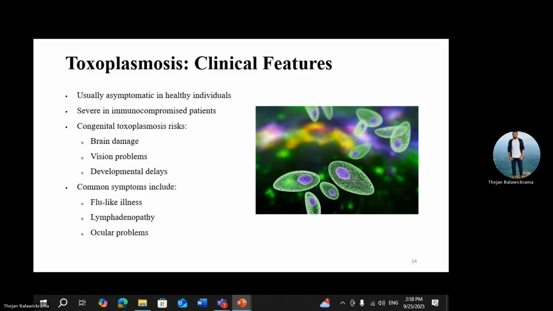Toxoplasmosis is another situation. Normally, if we can see the symptoms, that is symptomatic. If we can't see the symptoms, asymptomatic.